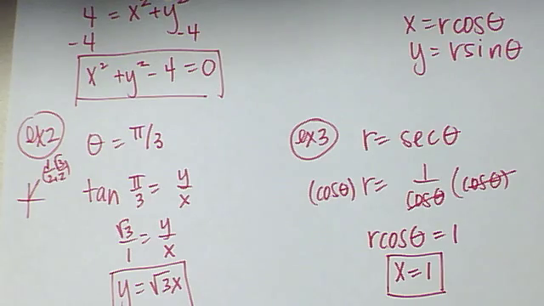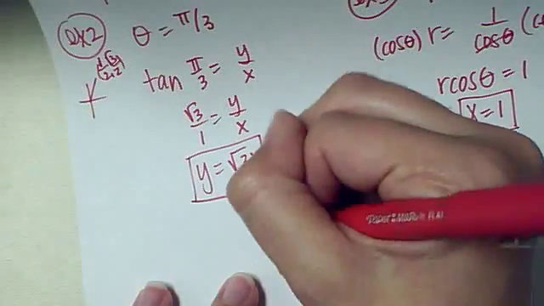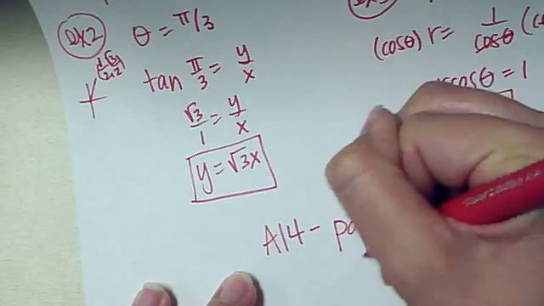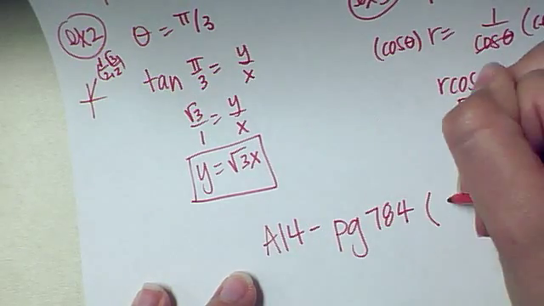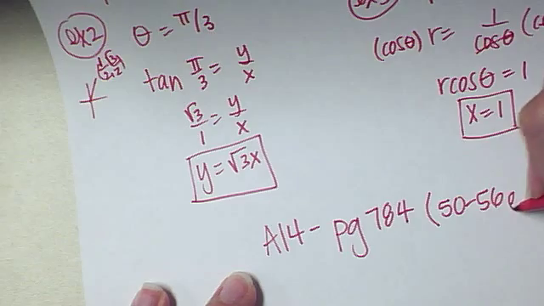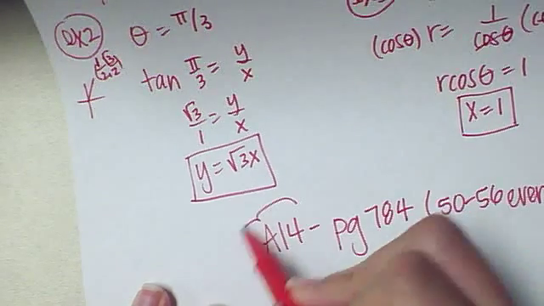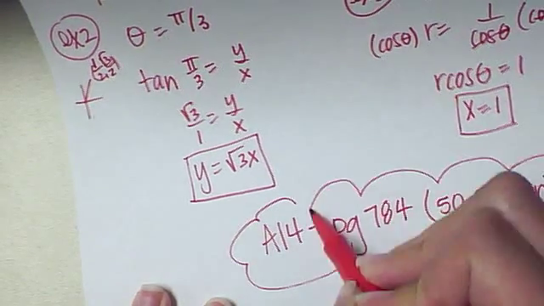That's your goal today. Here's your assignment. It's A14, last assignment of the year, and that is page 784. It's numbers 50 to 56 even. That's just a few for you to look at. And I think you'll do great on that. If you have questions, please let me know.